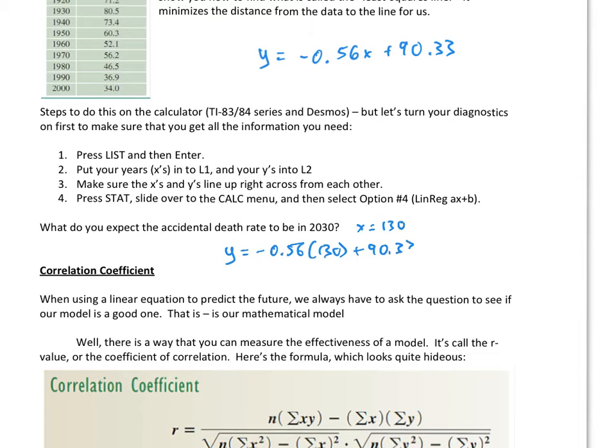So I am going to go ahead and type that into my calculator and see what I come up with here. 0.56 times 130, and then plus 90.33. You're probably thinking, just hurry it up and tell me what it is. Okay, so I will tell you. 17.53. Now, I want to make a quick comment about the data itself here, since it reflects accidental death rates.